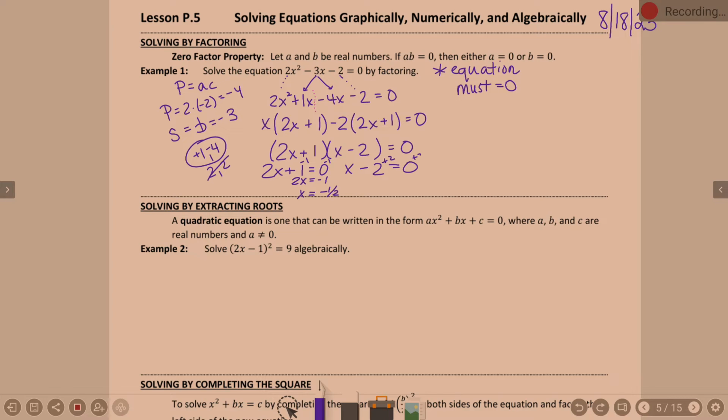Over here we have x minus 2, so we have x is 2. So we have 2 answers that work here: x equals negative 1/2 and x equals positive 2.